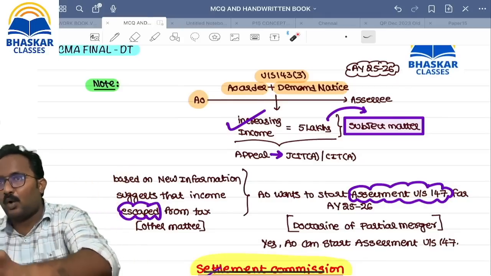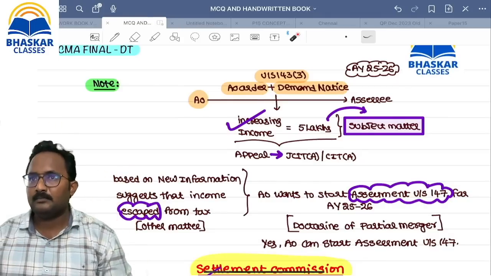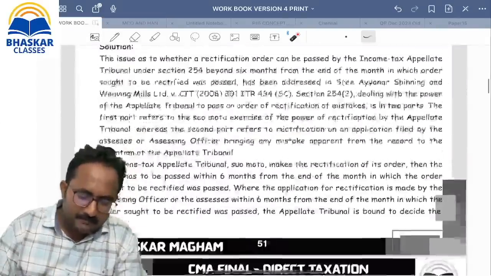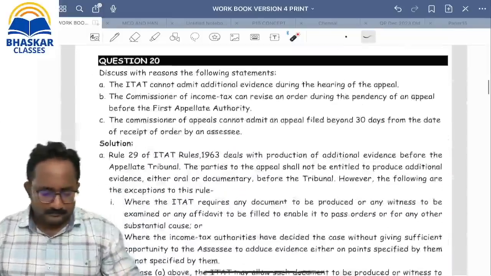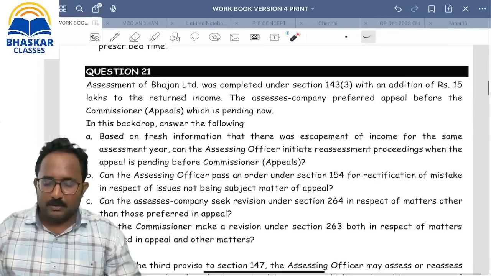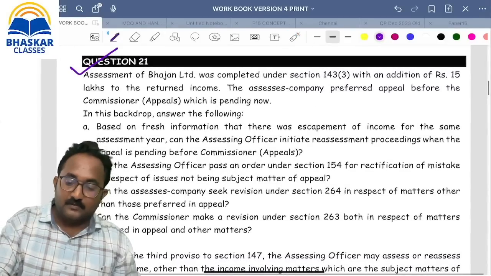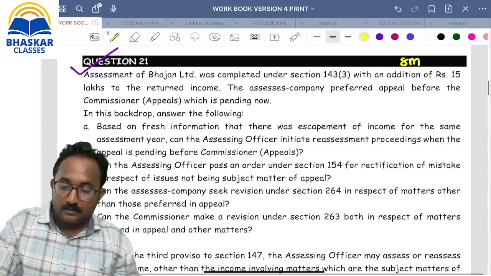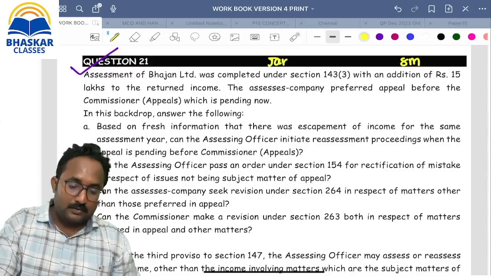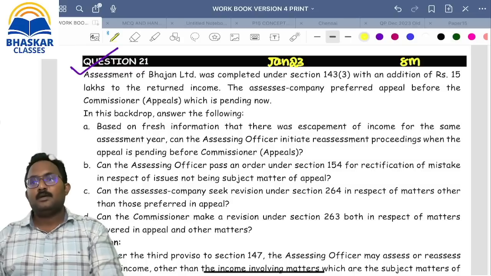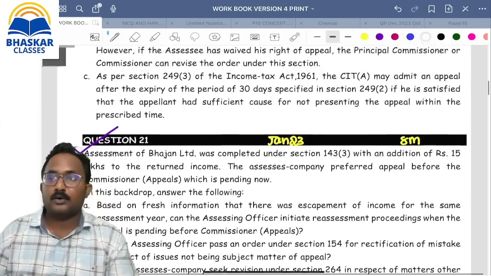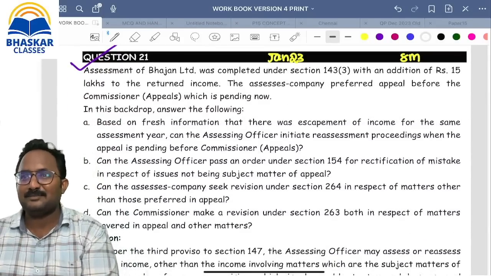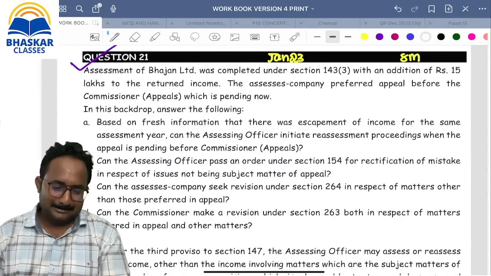Now, shall we start one most important question? Yes, please open the workbook. Yes, sir, this is the last question. Be happy. Yes, question number 21. This question was given for 8 marks in January 2023. Now, I will ask the questions one by one. Okay, close your books. The last 10 minutes is my time.